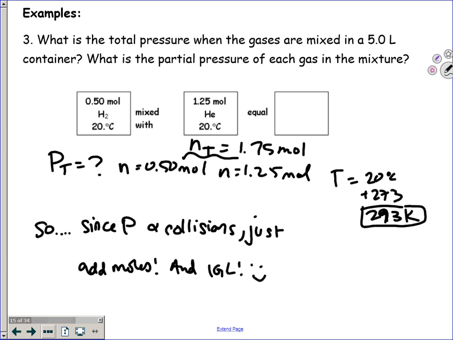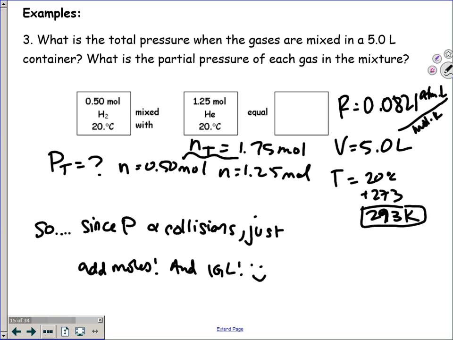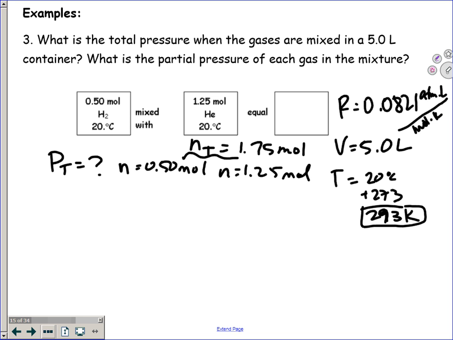And otherwise, you know one other thing from the problem: volume to be 5 liters. And then from background knowledge, what should you also know? The R value, which is what? Atmospheres times liters over moles times K. Okay, I'm going to erase this, I need space, but that's why I just explained pressure is collision space, so it doesn't matter about the identity. Just add your moles together to get total moles, which give you total collisions.